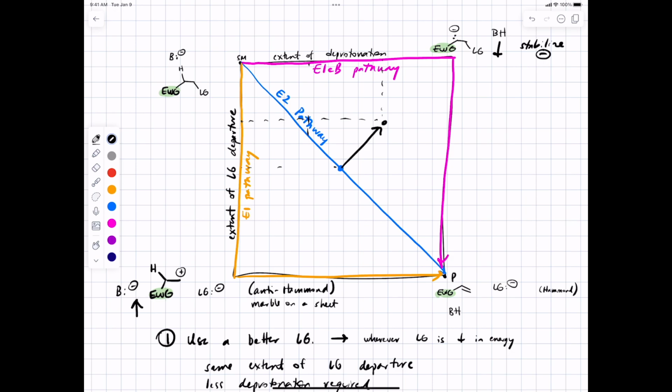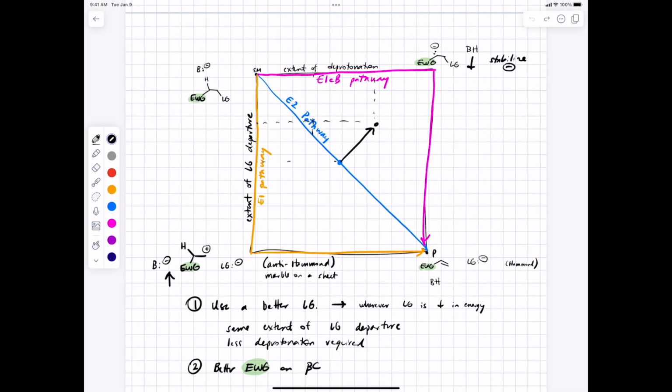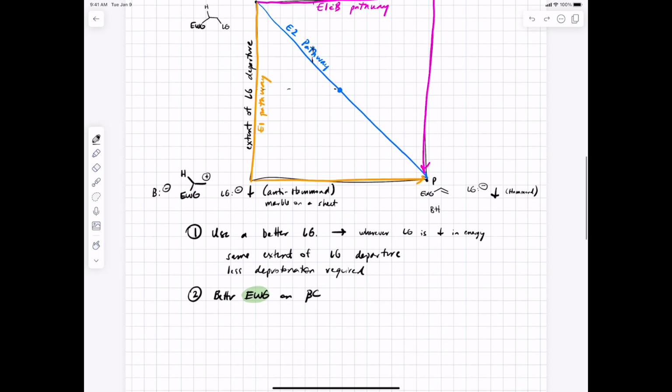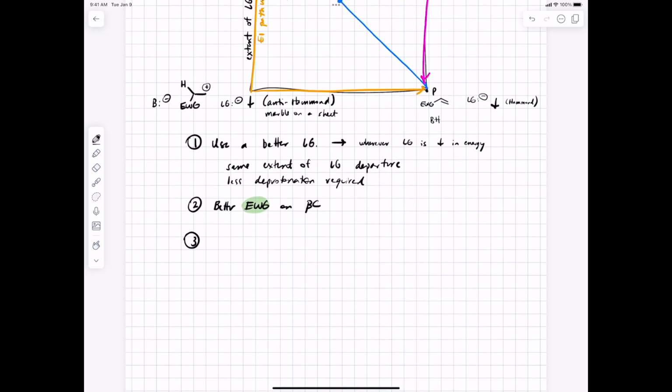All right. How about using a stronger base? So let's see, I'll just erase some of this. So item 3 will be, okay, maybe I'll just write down the conclusion. Better EW, electron withdrawing group on the beta carbon. We see more deprotonation, less leaving group leaving.